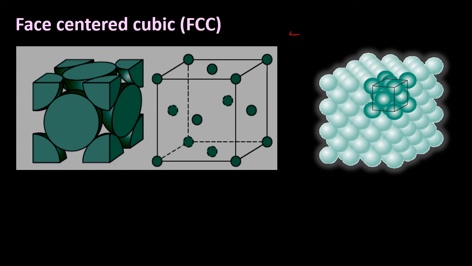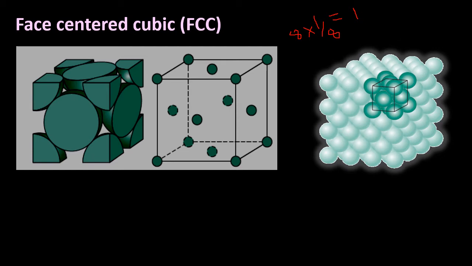so we can say that 8 multiplied by each corner atom contributing its 1/8 part. So there will be only one atom coming from the corner atoms.